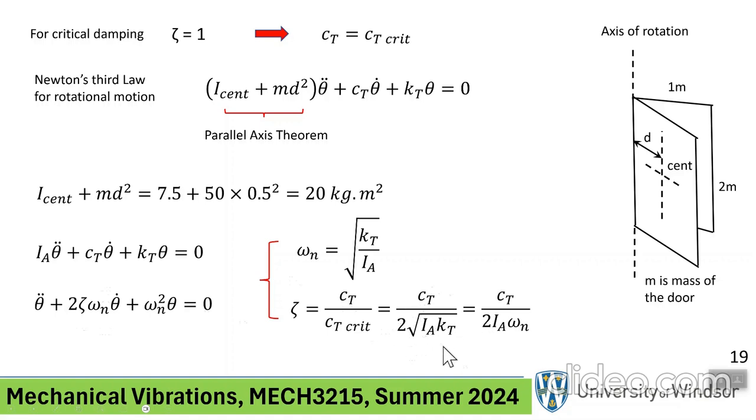but we don't have m and k here. We have different quantities, so 2 square root of the mass moment of inertia times the torsional stiffness, or you could have written it like that. Either way, CT over 2 IA omega. And these are the same thing, except that in one of them I used the expression right above it in order to eliminate the other variable.